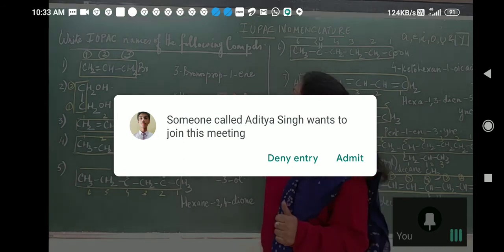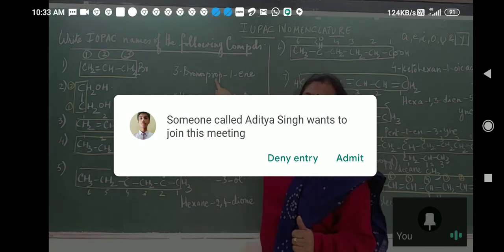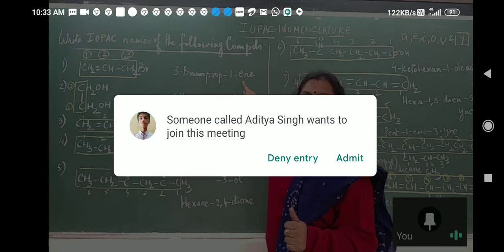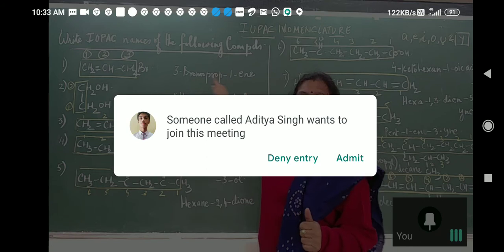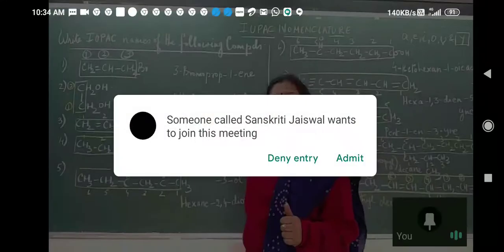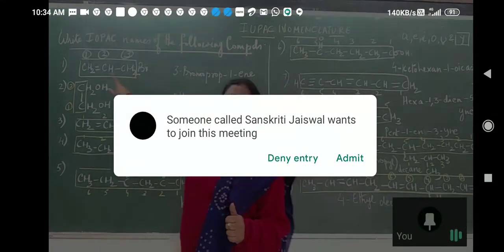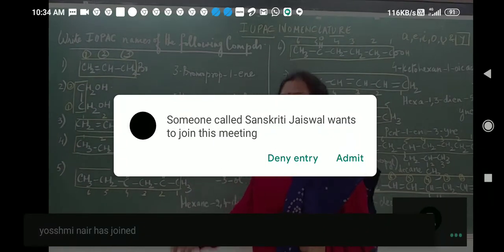How do we read and check it? On a chain of 3 carbon atoms, between first and second carbon atom we will have a double bond, and at the third carbon atom we will have a bromine attached. All is covered? Okay? Alright.